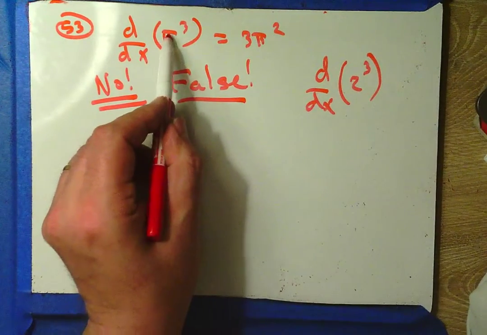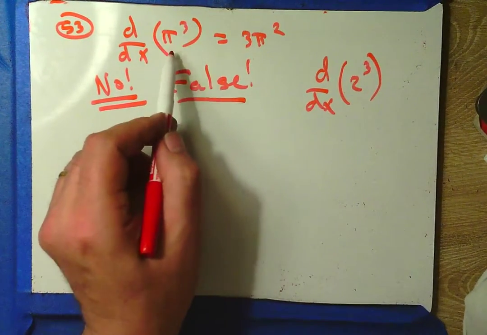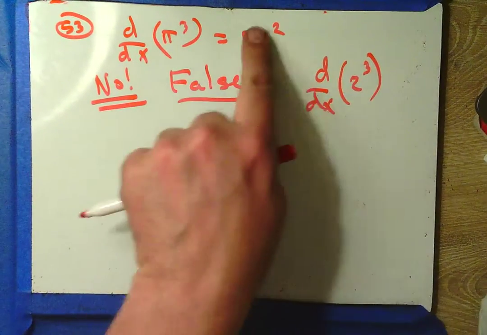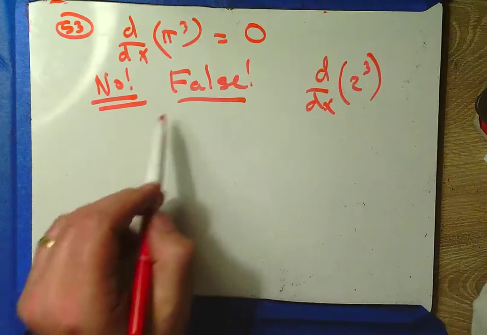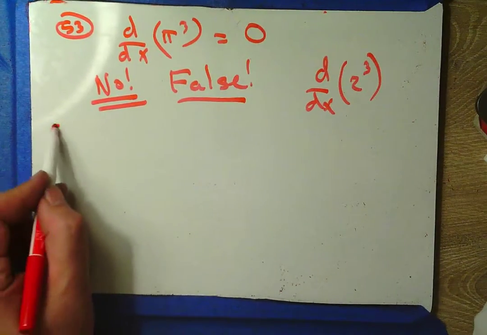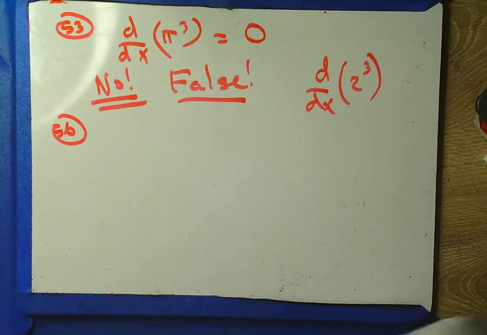There's no x here. This isn't x to the third. This is pi to the third. This is just some constant. The derivative of a constant is 0. This is false because the derivative of a constant should be 0. 56.